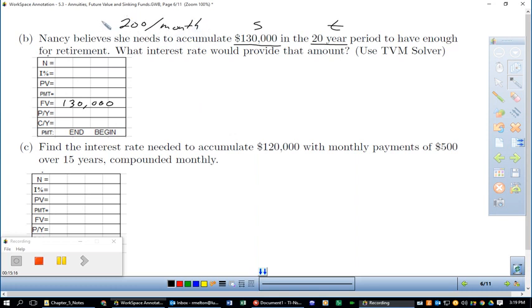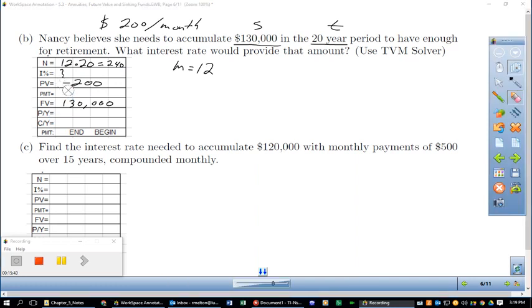Okay, that's important. So our payment is negative $200. It's monthly, so we have M equals 12. So 12 times 20, which is 240. Our interest rate, we don't know that part. Our payment is the negative 200. Oh, I wrote that in the wrong place. Negative 200 is our payment.